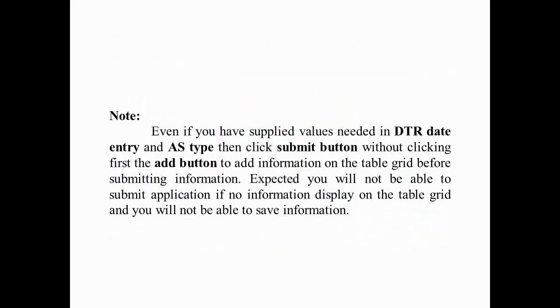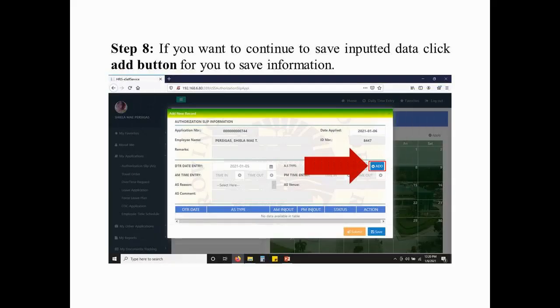Take note, even if you've supplied values needed in DTR data entry and AS type, then click Submit button without clicking first the Add button, to add information on the table grid before submitting information. Expected, you will not be able to submit application if no information displays on the table grid, and you will not be able to save information.